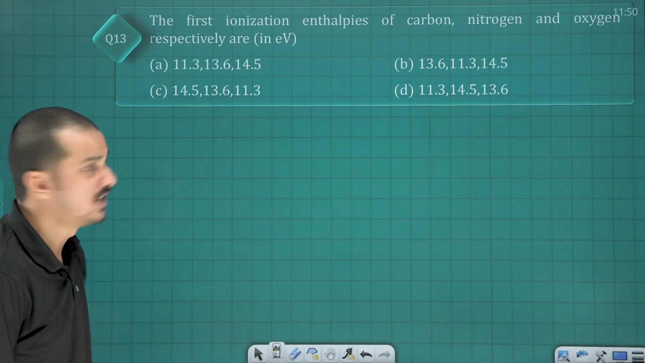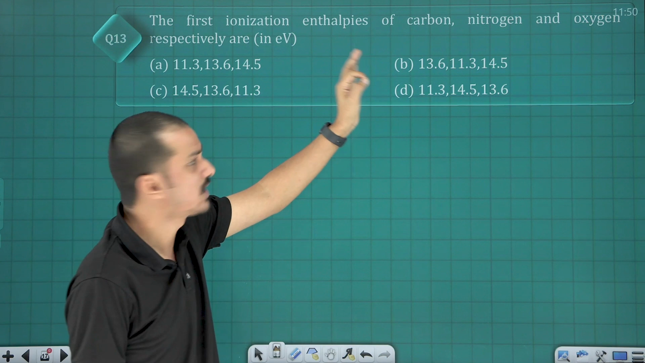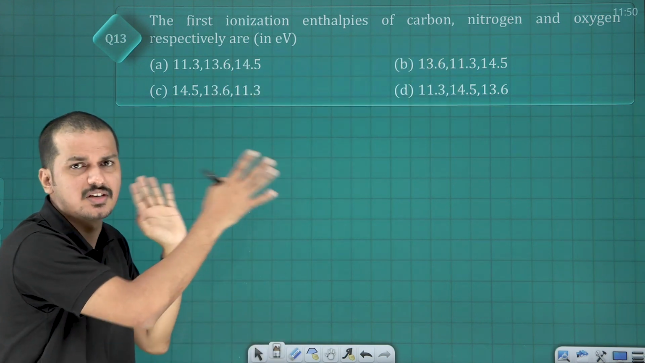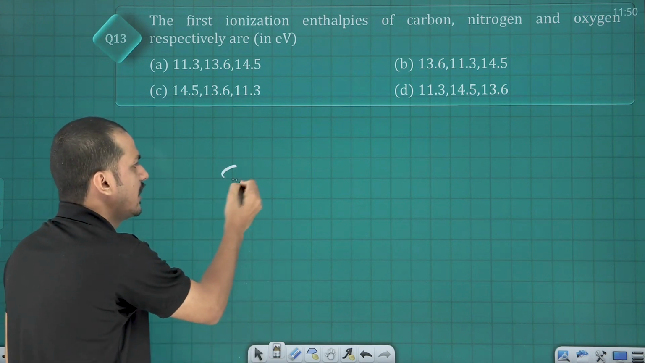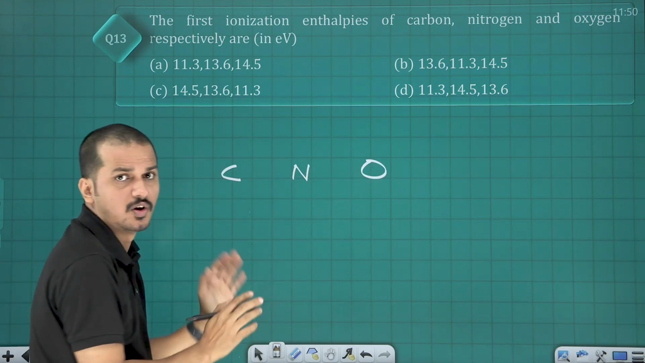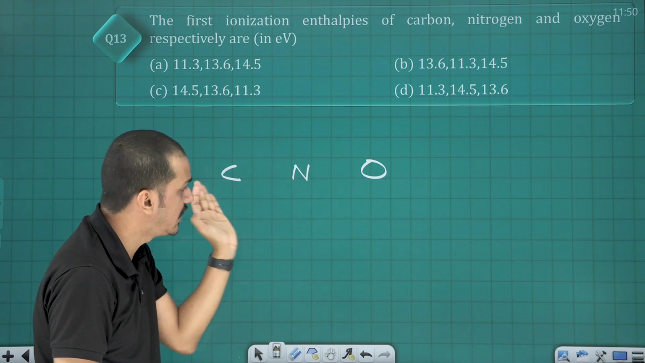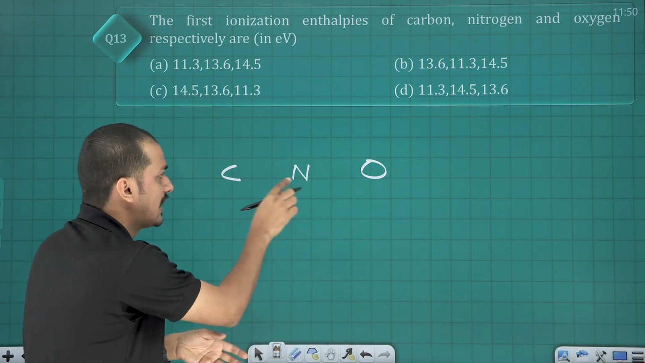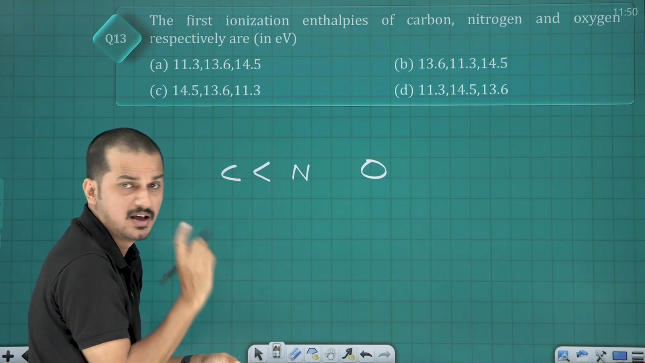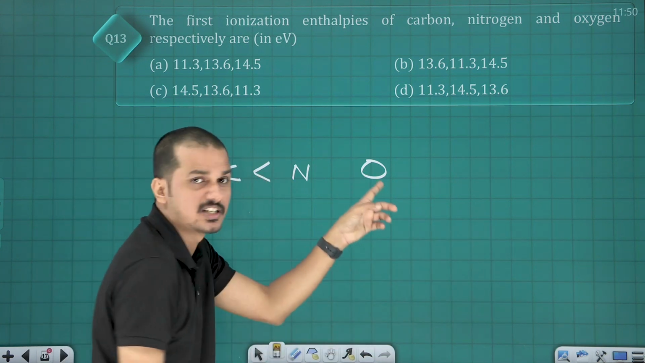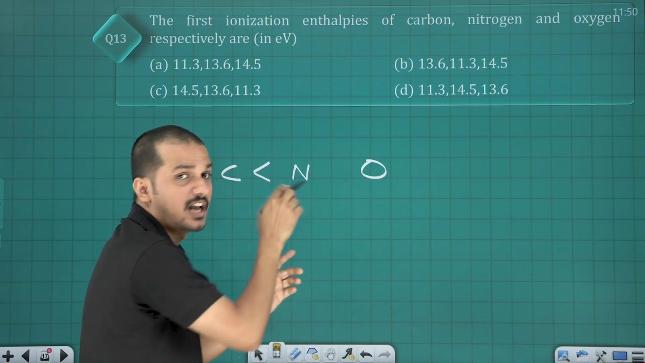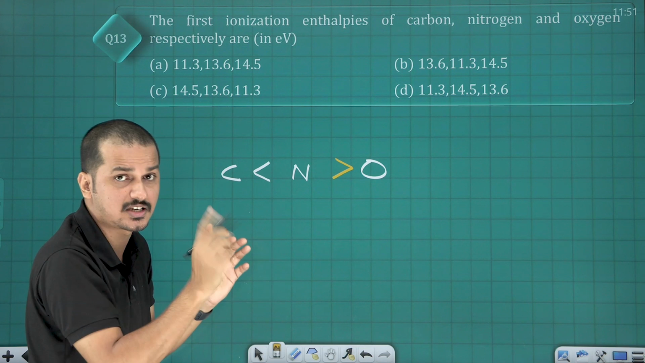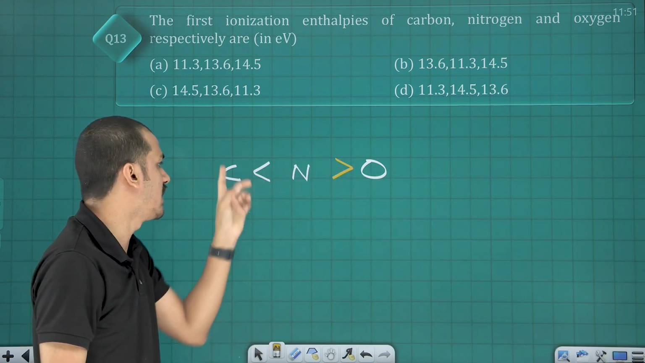Question number 13. The first ionization enthalpies of carbon, nitrogen and oxygen respectively are, and they have simply given some values. Which is the correct order? Carbon, nitrogen, oxygen belong to the same period. Whenever we go from left to right, the ionization enthalpy increases. So nitrogen's ionization enthalpy is more than that of carbon. We would expect oxygen to be more, but unfortunately nitrogen has a stable configuration. That's why nitrogen's ionization enthalpy is greater than that of oxygen as well as carbon.